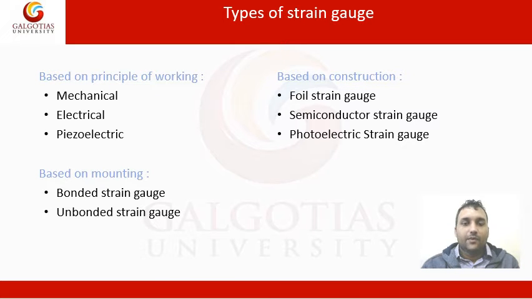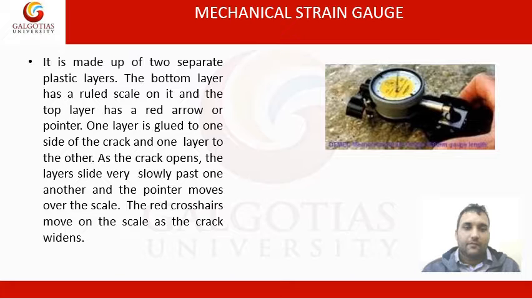Next is the types of strain gauge. Strain gauges are classified based on principle of working, that is mechanical, electrical, piezoelectric; based on construction, that is foil strain gauge, semiconductor strain gauge, photoelectric strain gauge; and based on mounting, where they are applied, bonded strain gauge and unbonded strain gauge. We will discuss these types of strain gauge further in the next slides.